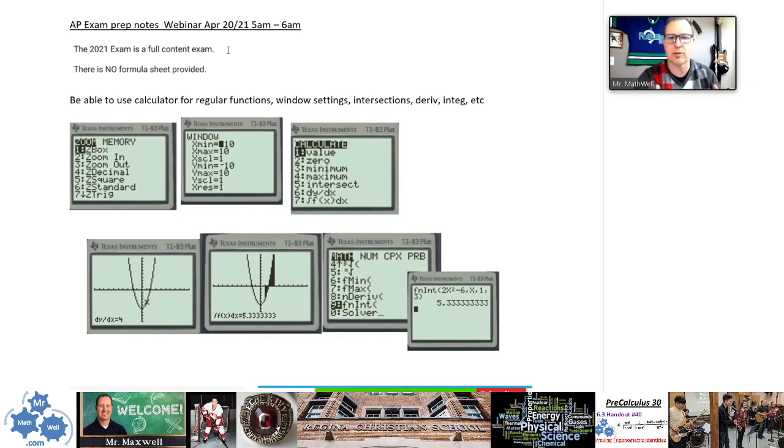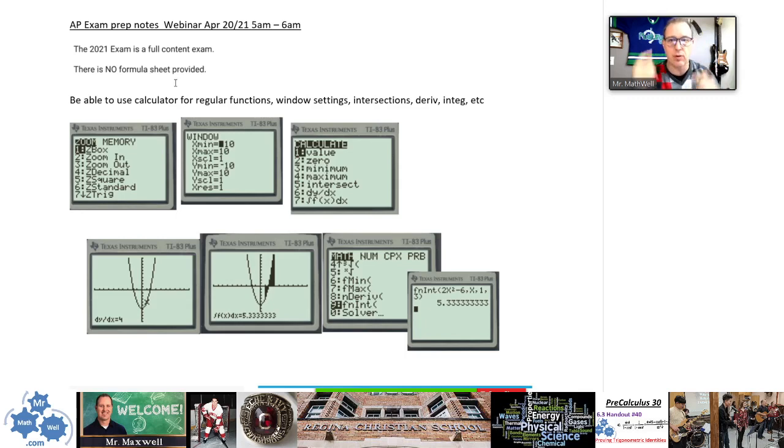We are still in the throes of COVID and all that. Last year they had cut a unit, I believe, 1.5 units, 2 units. So this is a full content exam, all the units. And there's no formula sheet provided, okay? So you cannot bring in a Q sheet, or there's no formula sheets they're going to give you.